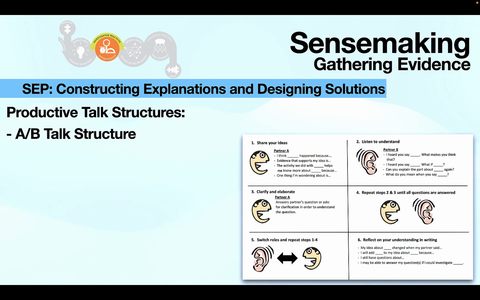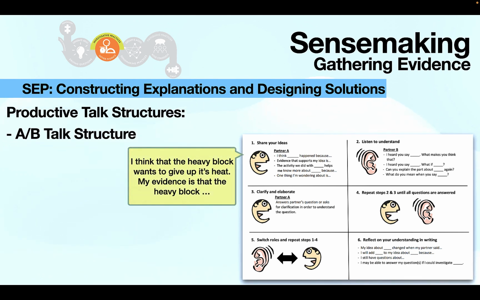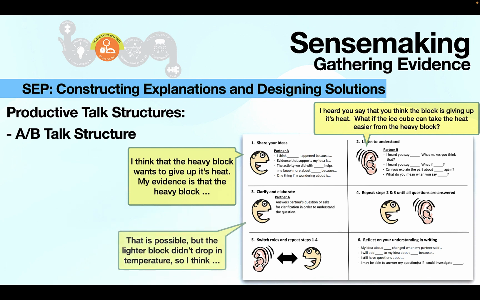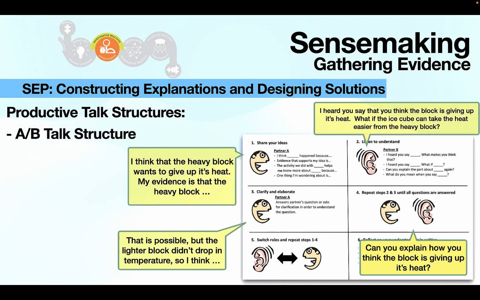Sentence stems are provided to help students get started. Partner A starts with a statement and backs it up with some evidence. Partner B then responds by repeating what they heard and following up with a question. Partner A responds to that question, and this continues until all questions are answered. Once Partner B has finished with questions, the roles are switched and they start over again.